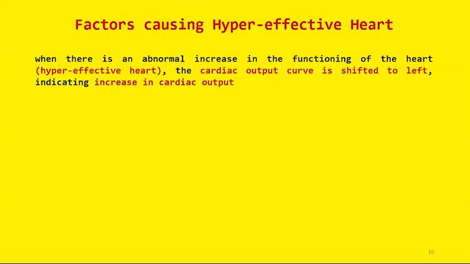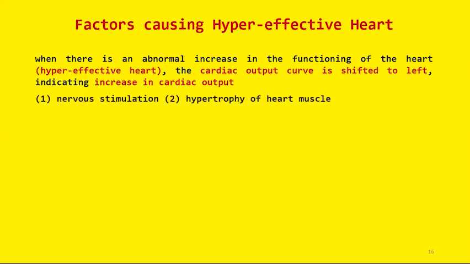And this will shift the cardiac output curve as well. We will discuss the cardiac output curve. All the factors that increase the cardiac output will shift the curve to the left. Similarly, all the factors that decrease the cardiac output will shift the cardiac output curve to the right.